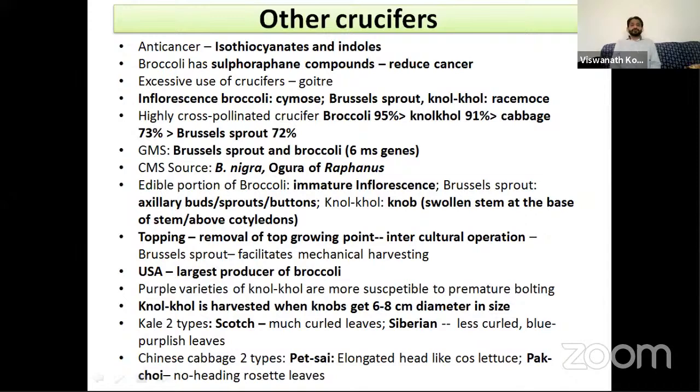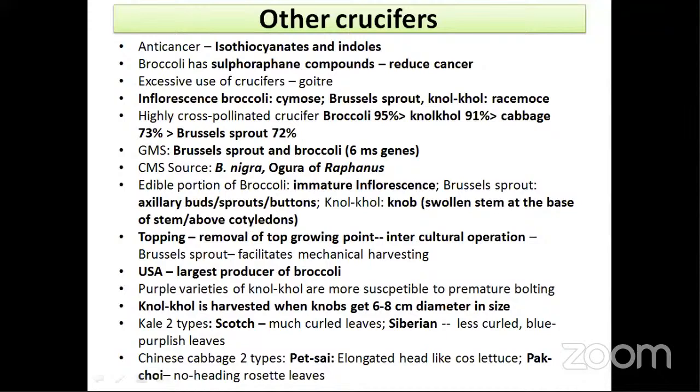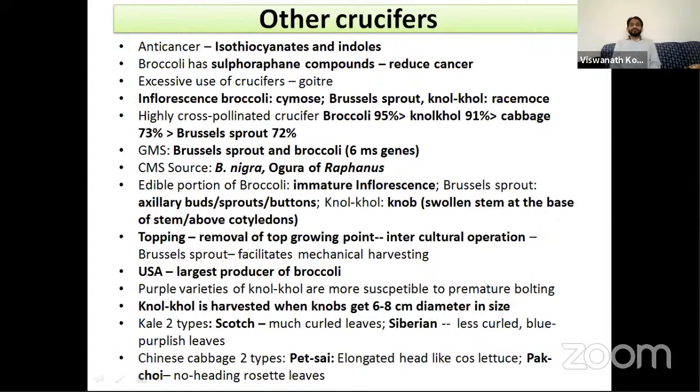In Brussels sprout, the edible portion is the axillary buds. The axillary buds develop into small heads, so it is also called a mini cabbage. The axillary buds are known as sprouts and buttons. In knolkhol, the edible portion is the knob. The stem swells above the base and forms a knob-like structure. In Brussels sprout, the axillary buds turn into swollen heads or sprouts.